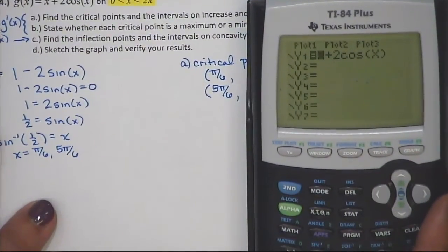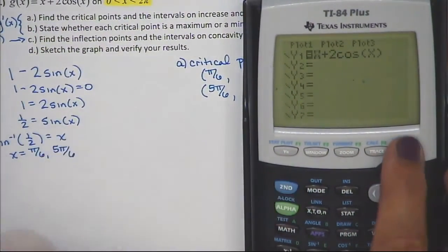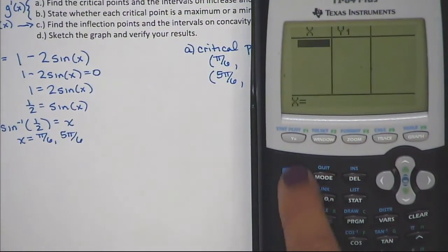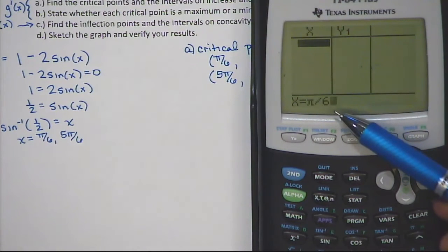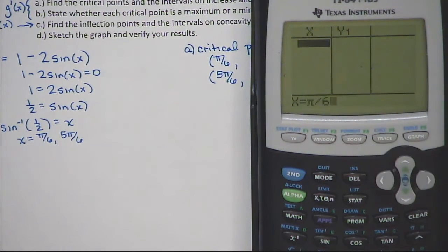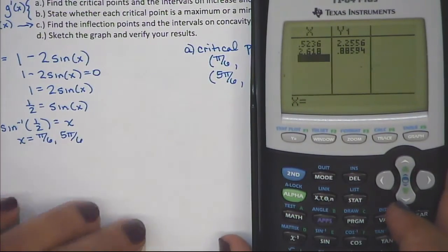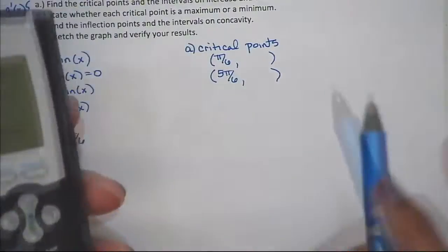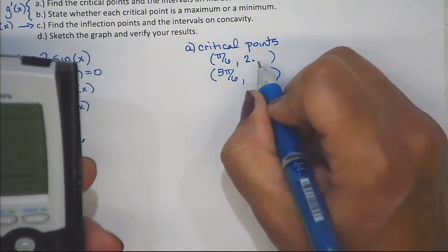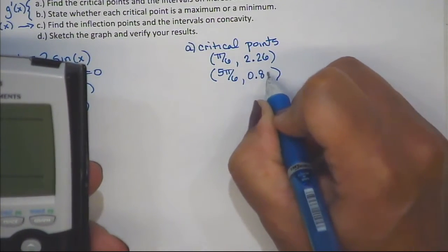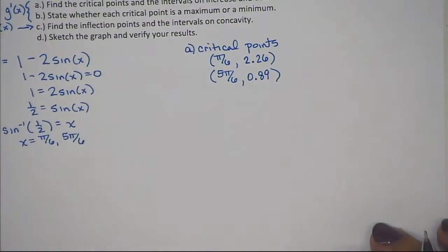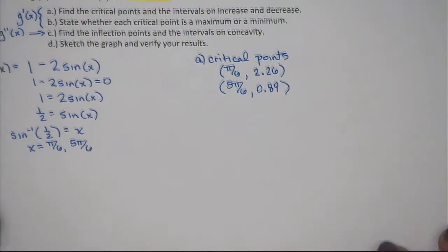All right. Then I'm going to go to my table, and I'm going to put in pi over 6, so second, pi divided by 6. So again, I'm putting it in just like that. It's going to change it to a decimal when I hit enter. That pi over 6, and 5 pi over 6. All right, so there's my points. I'm just going to round it a little bit. So we'll call it 2.26 and 0.89. Okay, so I'll just round them 2 places. So there's my critical points.